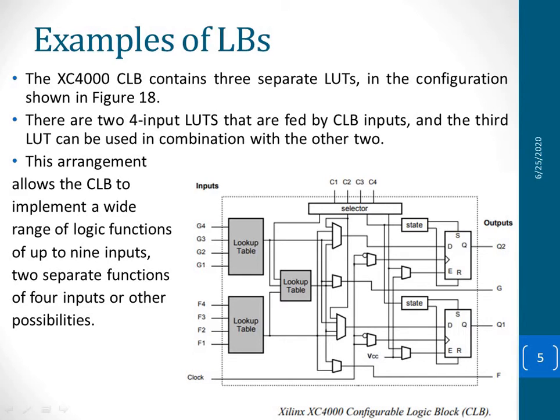And this arrangement allows the CLB to implement a wide range of logic functions of up to 9 inputs. Other than these 8, we can even have some other input. So up to 9 inputs, or 2 separate functions of 4 inputs, or other possibilities can be implemented. So this is the example of a Xilinx XC4000 device configurable logic block. It is also called a logic block. Each CLB has 2 flip-flops also.